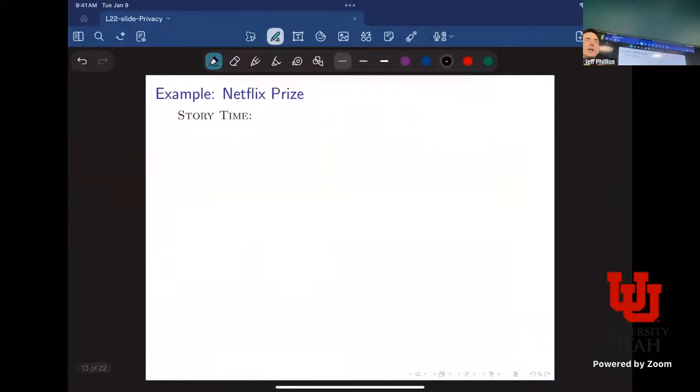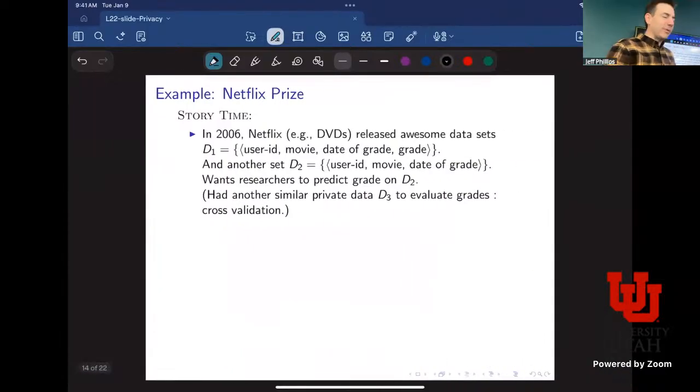All right, let me tell you another important story from the mid-2000s now. So who's heard of the Netflix Prize as kind of a data science thing? Okay, so this is the story of this, around 2006.